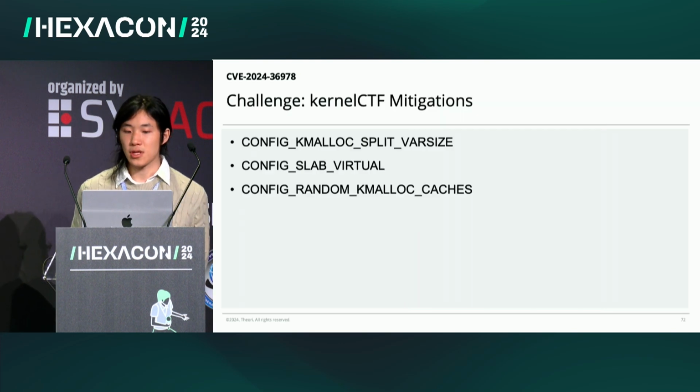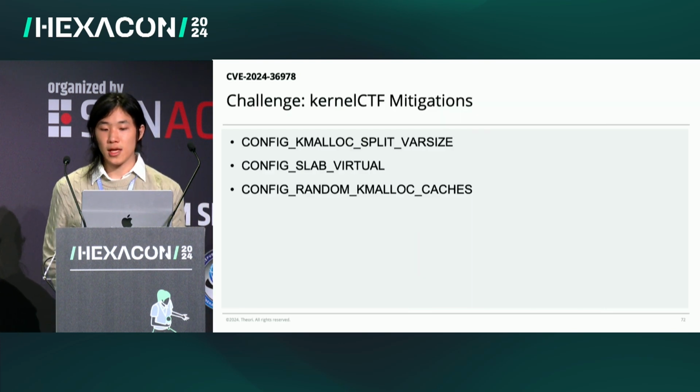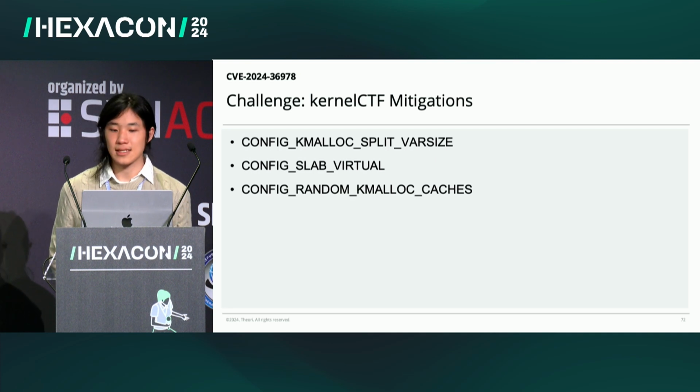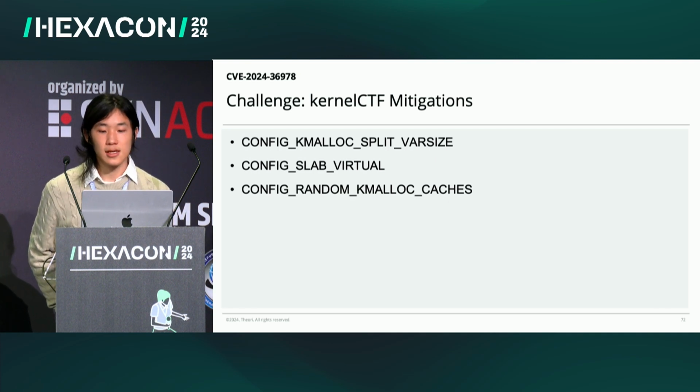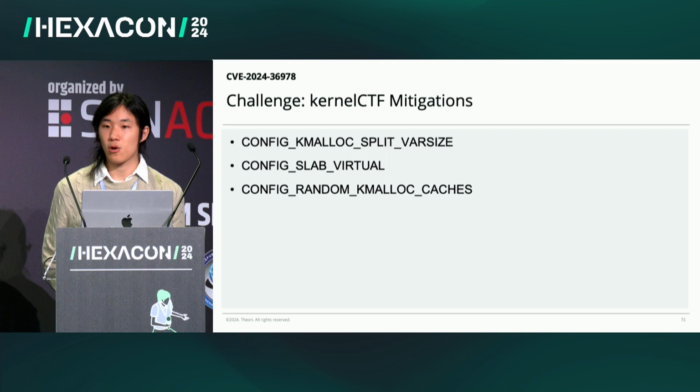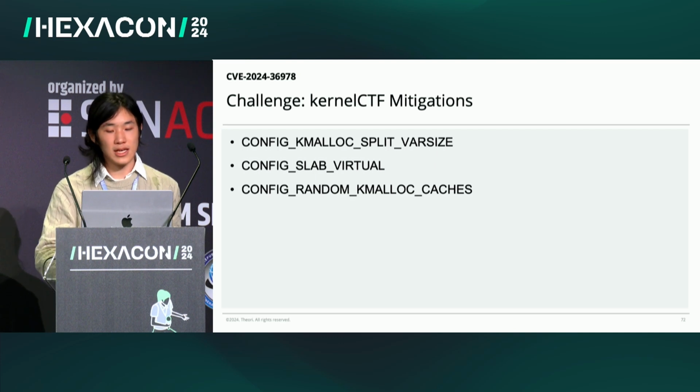Before entering the exploitation, this exploit takes place in the kernelCTF mitigation kernel. It is essential to understand the following mitigations to grasp the subsequent context: kmalloc split by size, SLAB_VIRTUAL, and random kmalloc caches. So I will simply explain them.